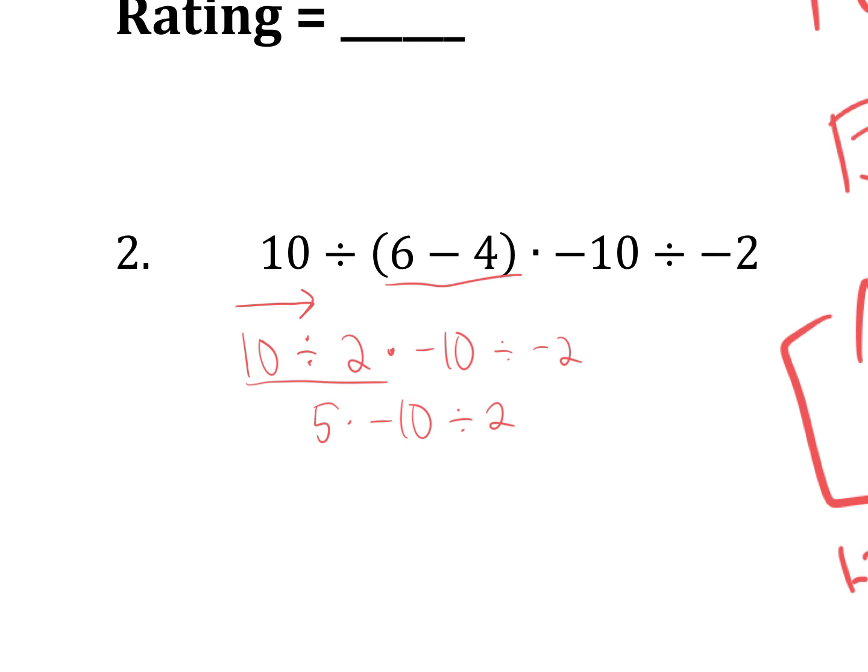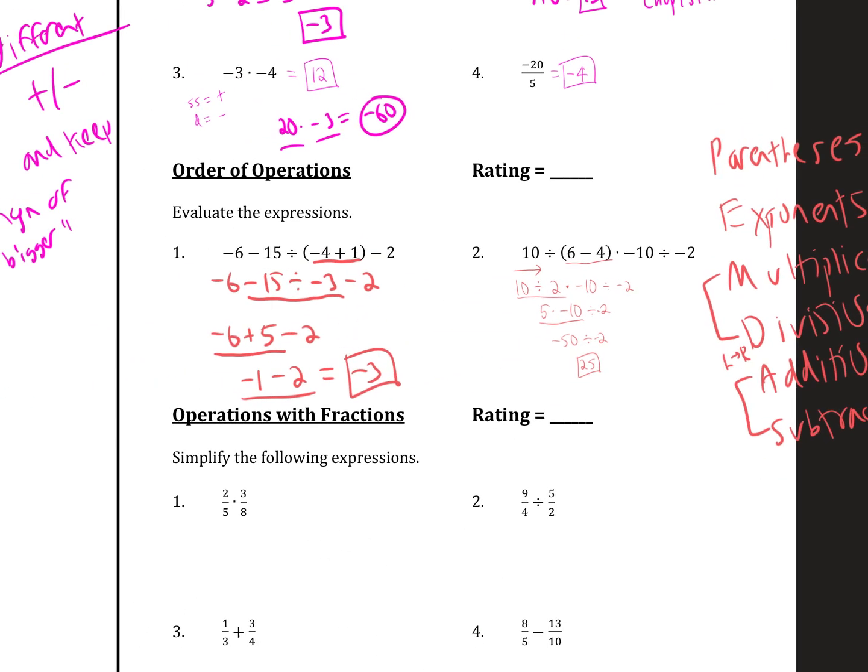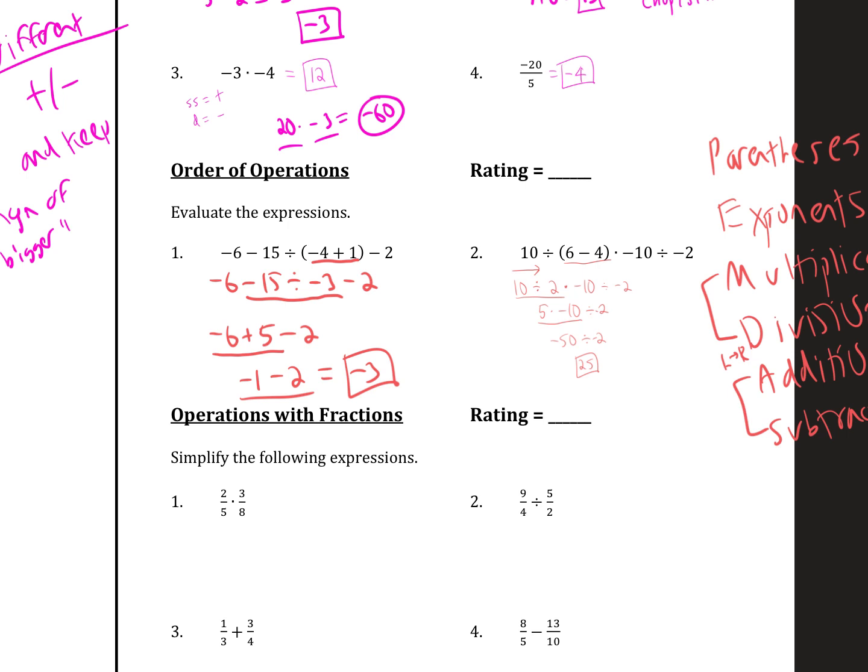So I got 5 times negative 10 divided by negative 2. Still go left to right here again. Got multiplication division. Left to right again, we got 5 times negative 10 is going to be negative 50 divided by positive 2. And what? Oh, it's actually negative 2. My bad. And what's negative 50 divided by negative 2? It's going to be positive 25. All right, very good. Cool. Make sure you give yourself a rating there. Just gauge what you want to review in this chapter.